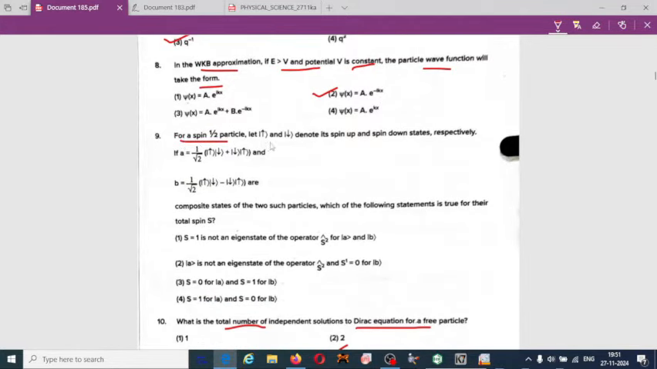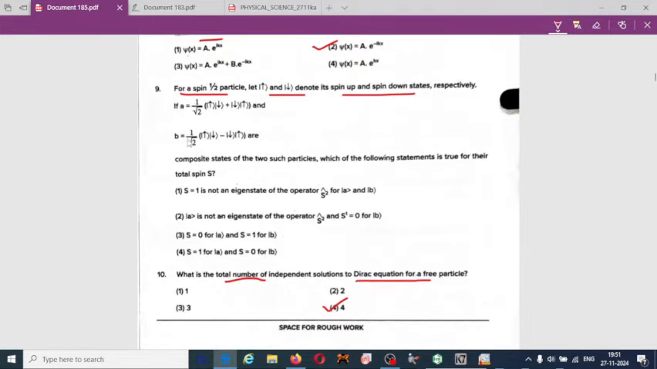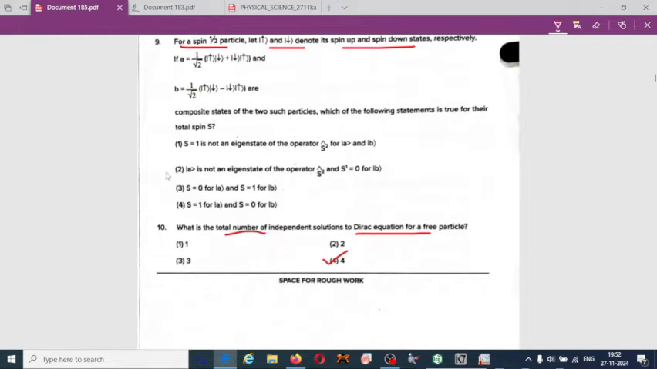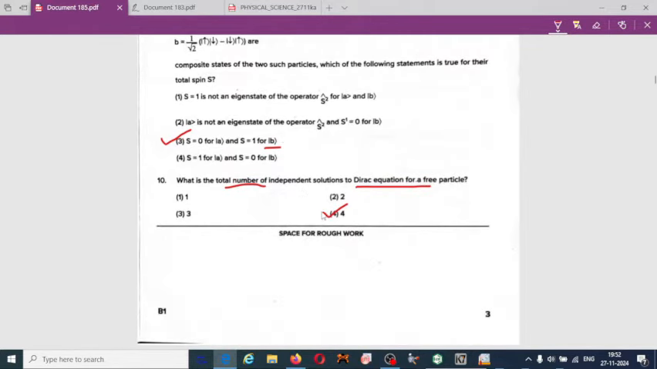For a spin half particle, let upward and downward denote spin up and spin down states respectively. So the ninth one, for the question option 3 is correct. S equal to 0 for A, expectation value A, and S equal to 1 for B. What is the total number of independent solutions to Dirac equation? As I discussed earlier, there are 4 independent solutions.